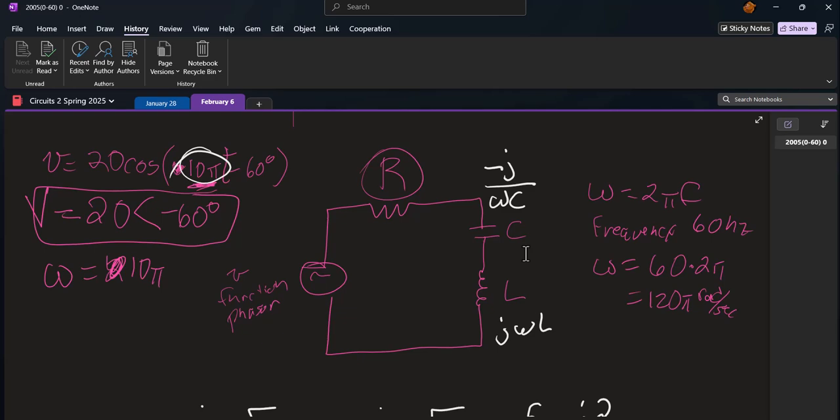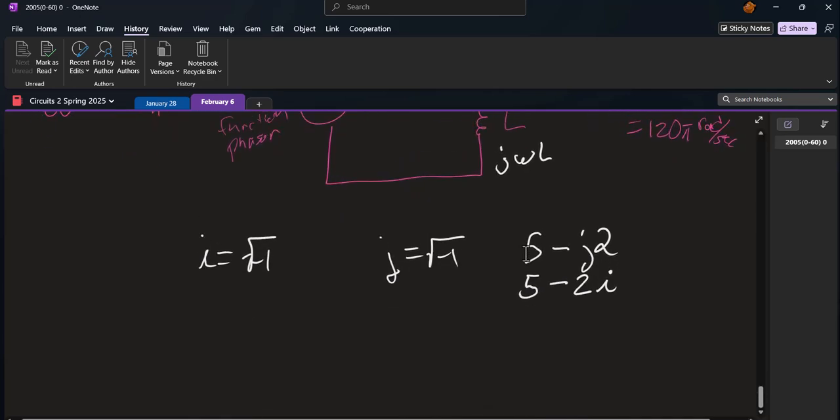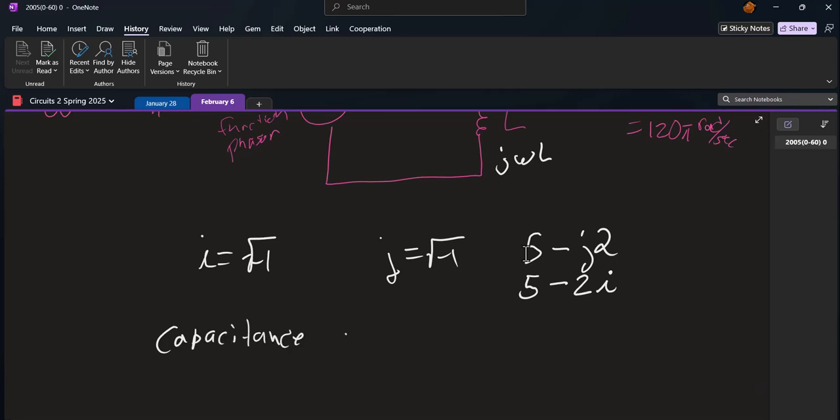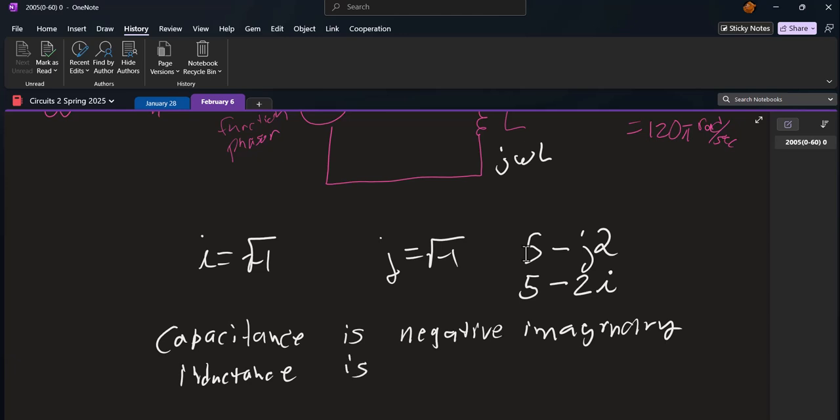And you might notice that the capacitance is negative and imaginary, and the inductance, it's not really the capacitance or the inductance, and we'll talk about the real terms in a minute, but it's really reactance. The inductance is positive and imaginary, and just keep that in mind whenever you are converting them.